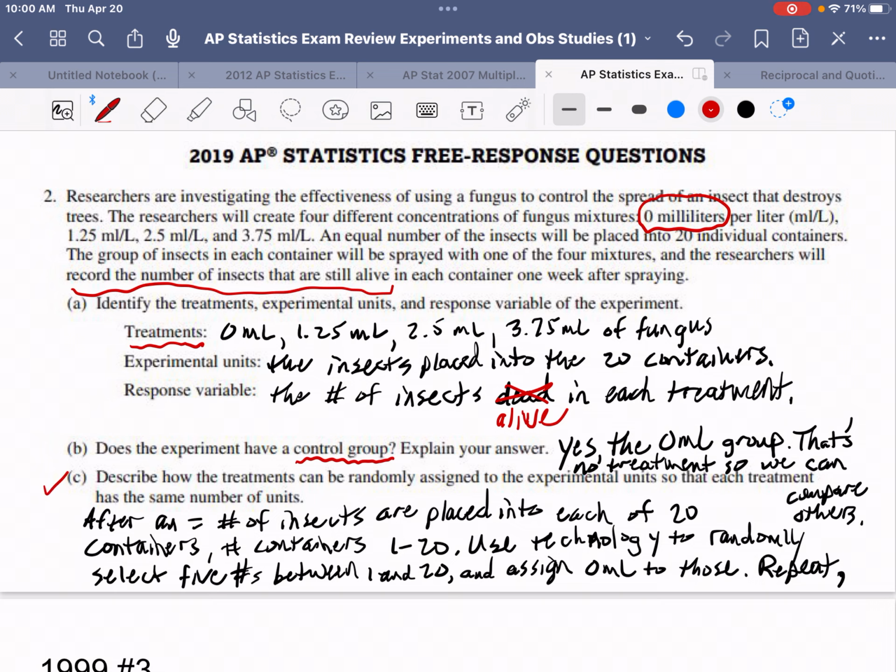Now, it's after I wrote what I think is a good response to part C that I realized that I'm actually wrong right here. The experimental units are not the insects. The experimental units are actually the 20 containers. Probably would have scored a 2 or a 3 on this one.